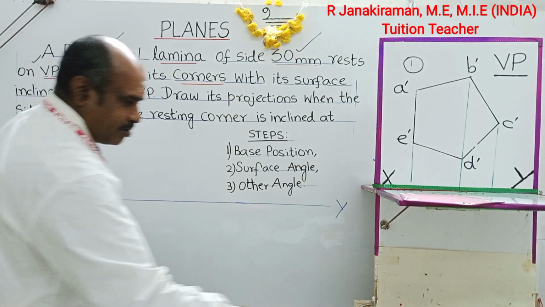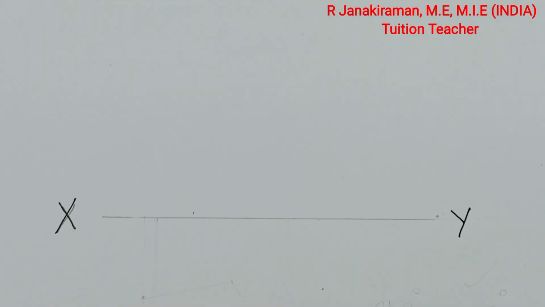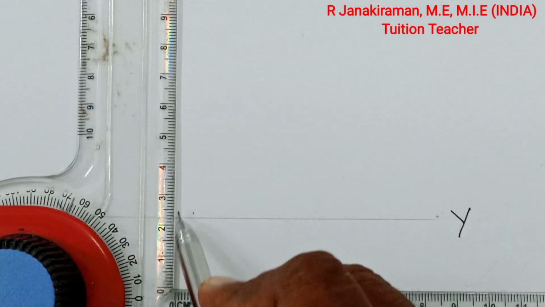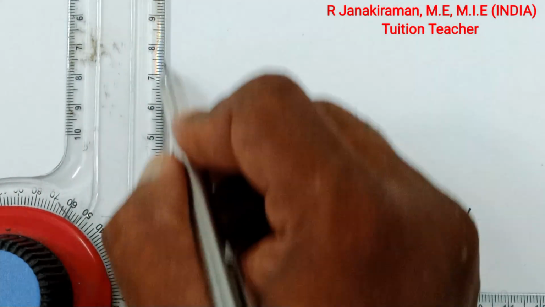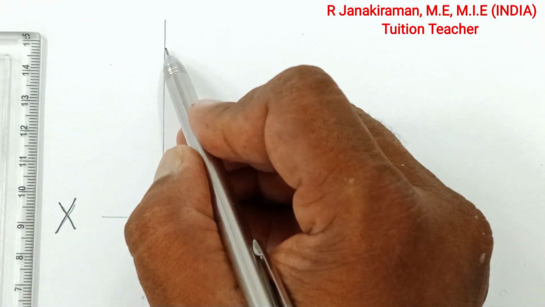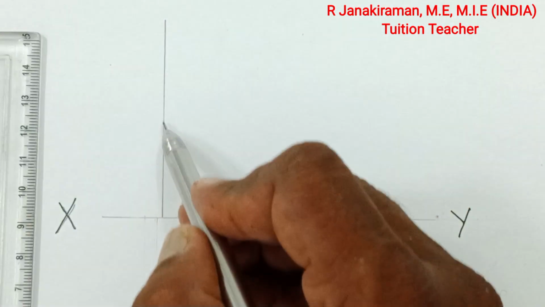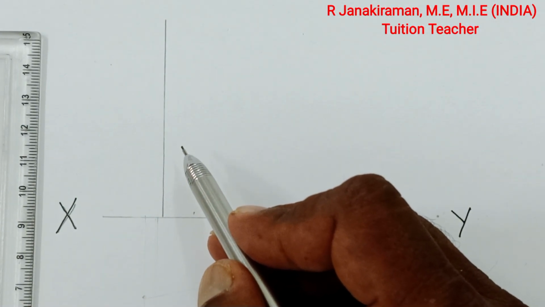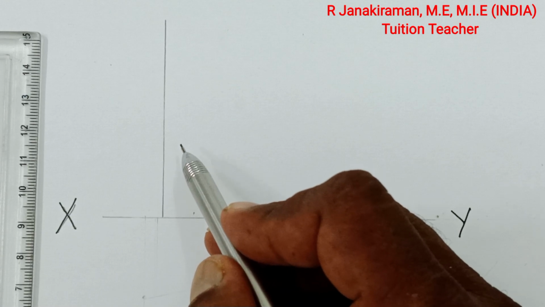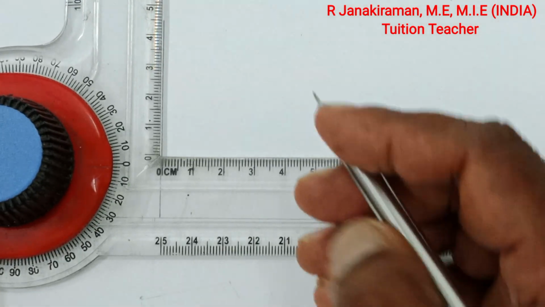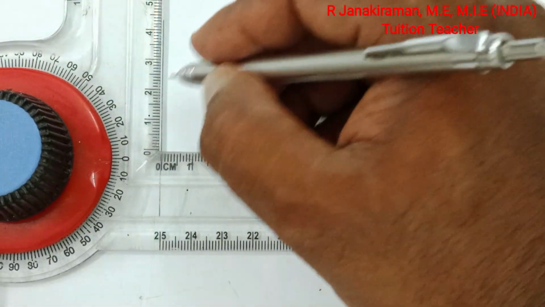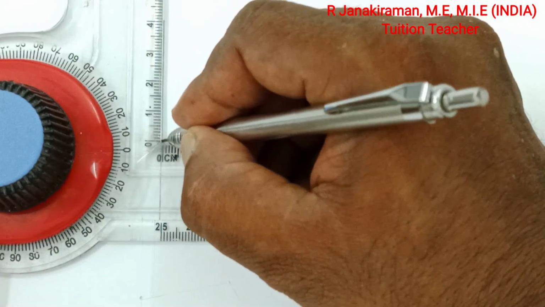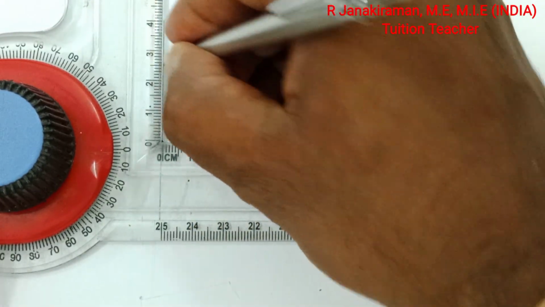Using the protractor, draw one horizontal line called the XY line. Perpendicular to XY, draw one reference line. On this, I am going to draw one side of the pentagon, which will come on this vertical line. So I am going to draw a pentagon of side 25 mm. 30 mm means you have to take 3 centimeter, and 25 mm means you have to take 2.5 centimeter on this vertical line as reference. Draw it using an H or HB pencil.